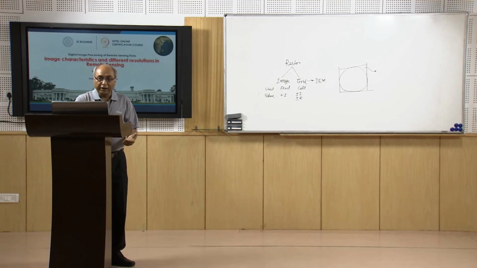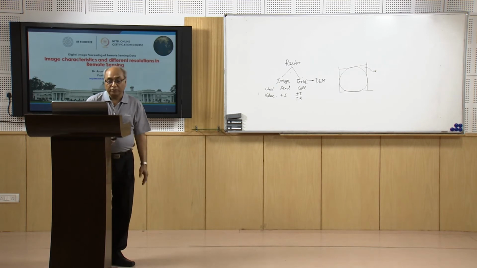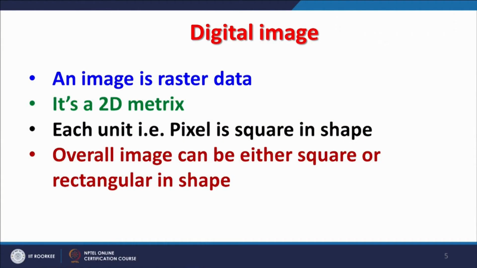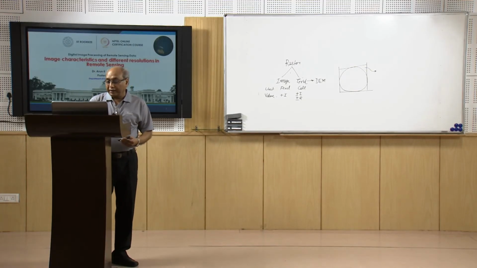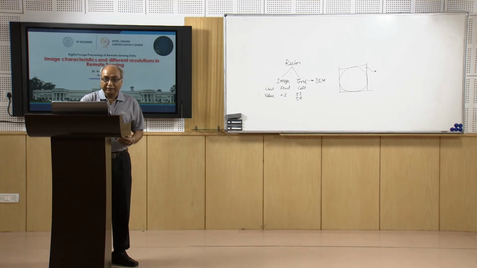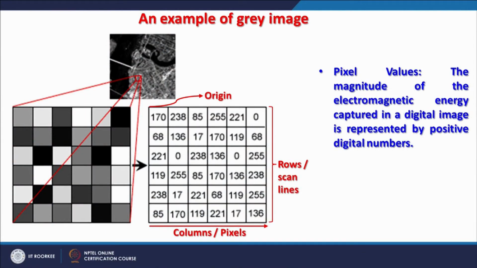Now we have already discussed that the unit here is the pixel, and it is always square in shape. Overall, we have also discussed that it can be square or rectangular. This slide is appearing again because one has to remember that, though for demonstration the pixel values are shown here, when you display an image, the pixel values are not shown, they are inside the computer. Only the pixels are shown, and these are shown in a two-dimensional matrix.